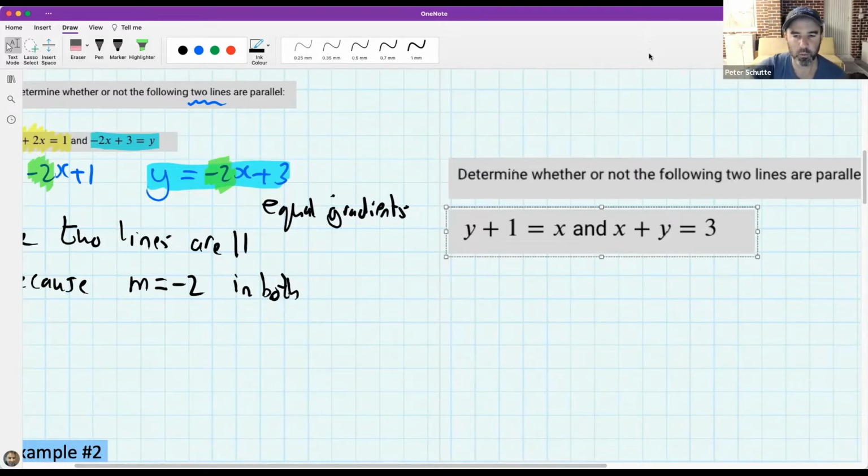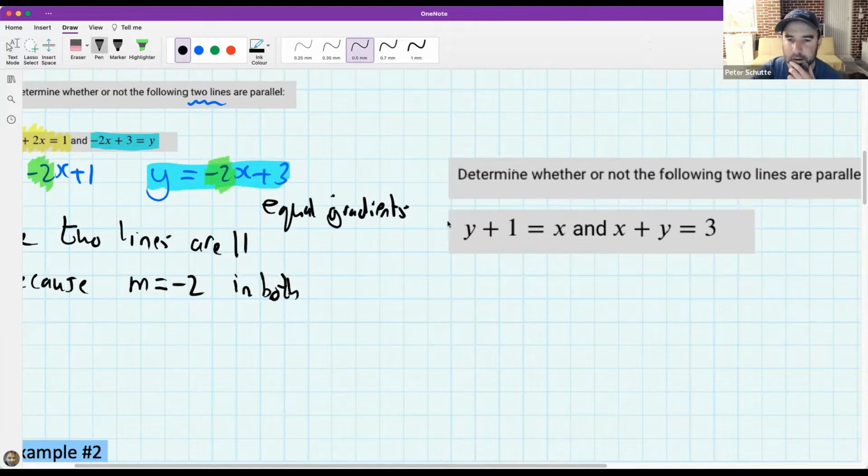So what we really need to think about is what is the gradient of these two lines and how do we figure out whether or not they're parallel? That's what we need to think about. And I think these lines are not in a nice order. It's almost like you have to play with the order. Okay, I see some answers coming through.